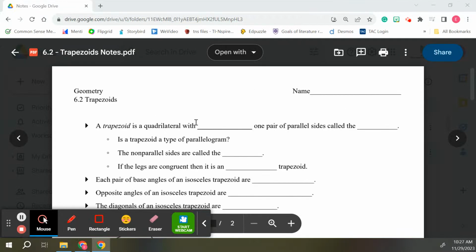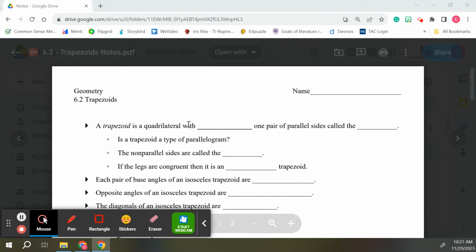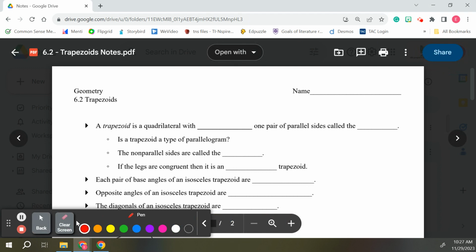All right, so we are learning about 6.2 today, which is trapezoids. So it says a trapezoid is a quadrilateral with exactly one pair of parallel sides called the bases. So one thing, we kind of know what a trapezoid is.